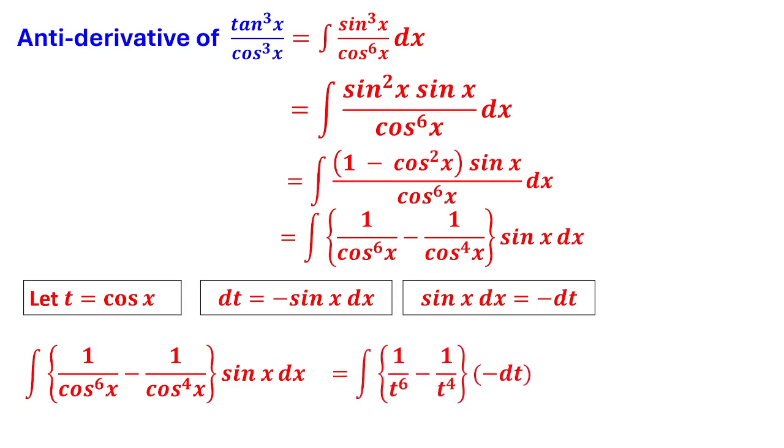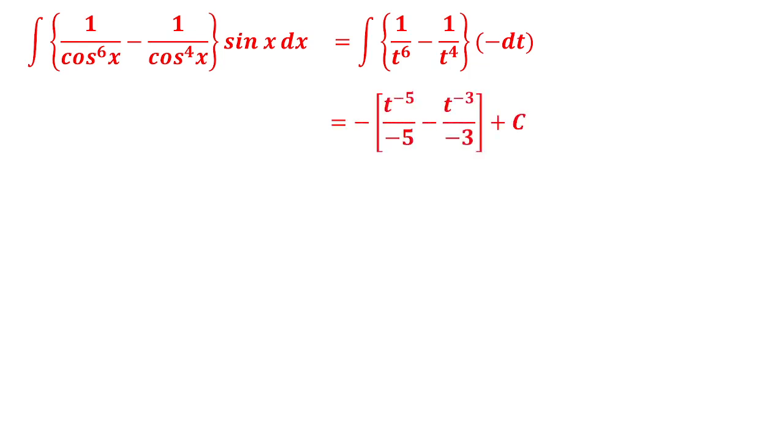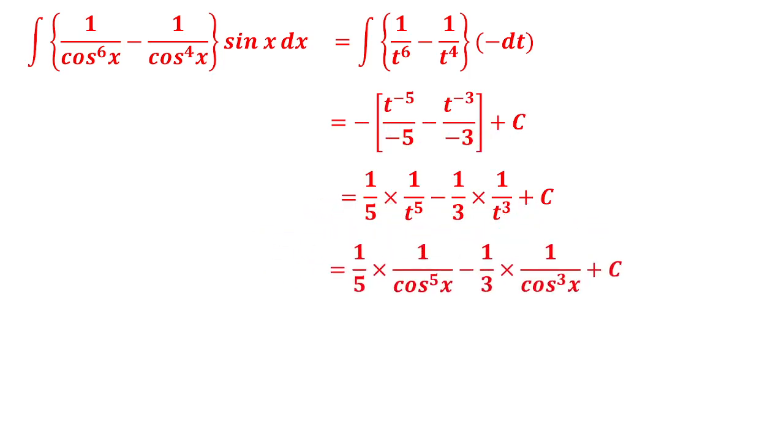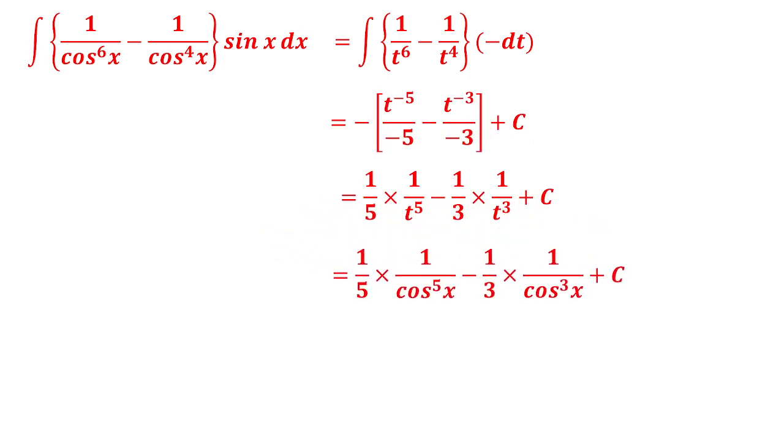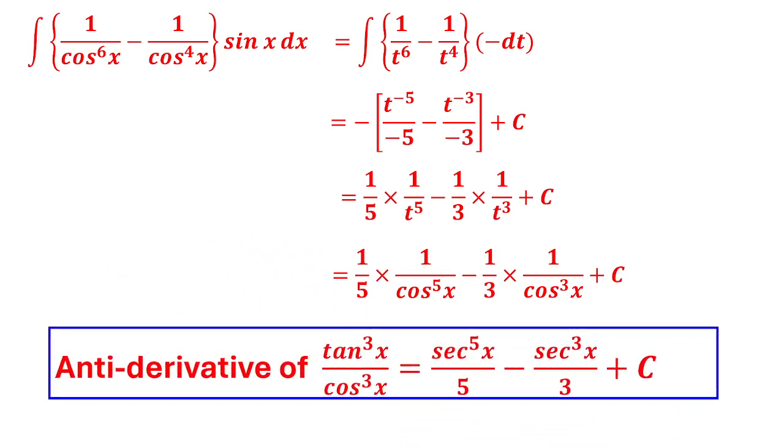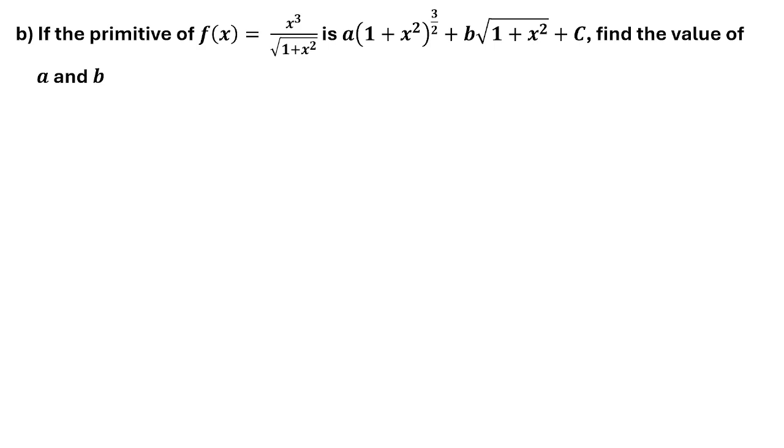Substitute now, it will become 1 by t power 6 minus 1 upon t power 4 into dt. Minus sign comes outside. We are doing the integration. Replace t by cos x. Now you can write the answer like this also, because 1 by cos power 5 is nothing but secant power 5.